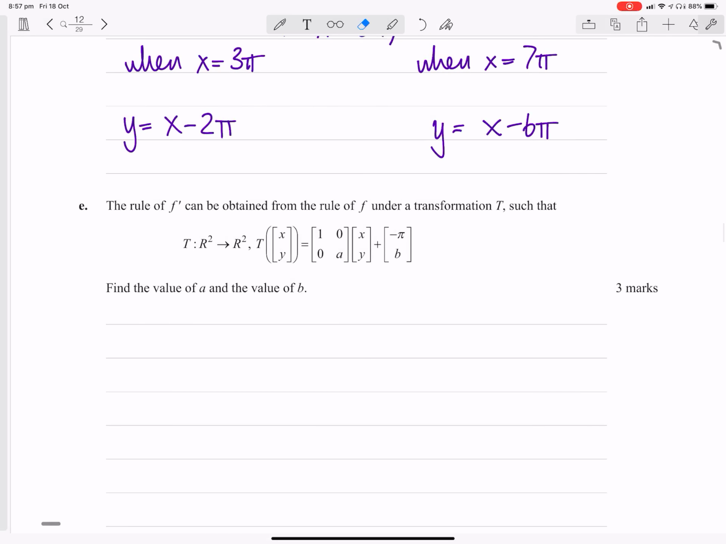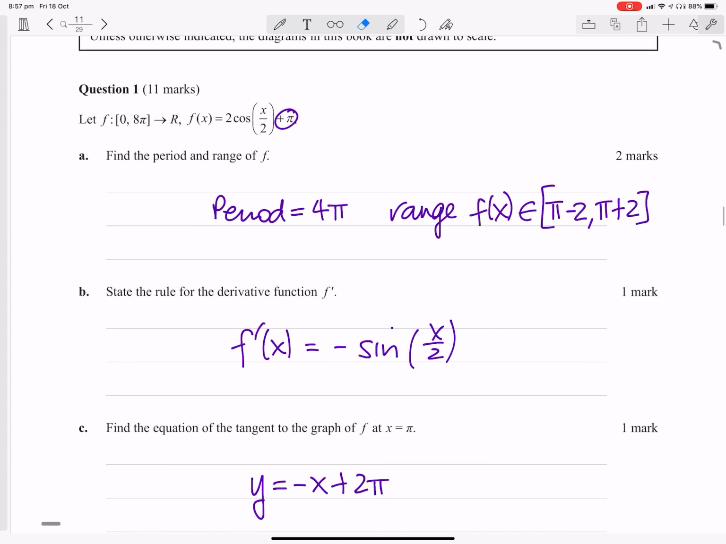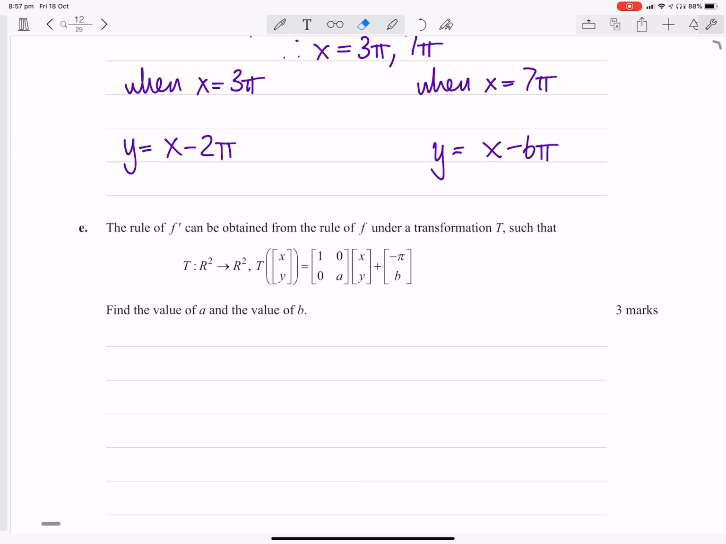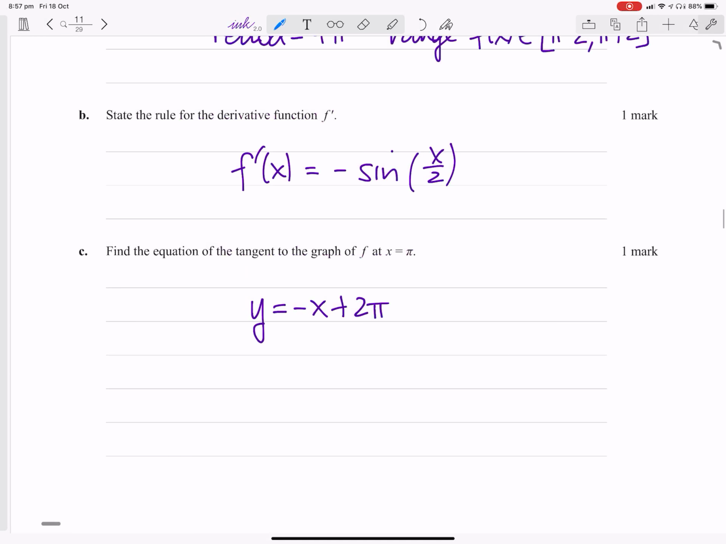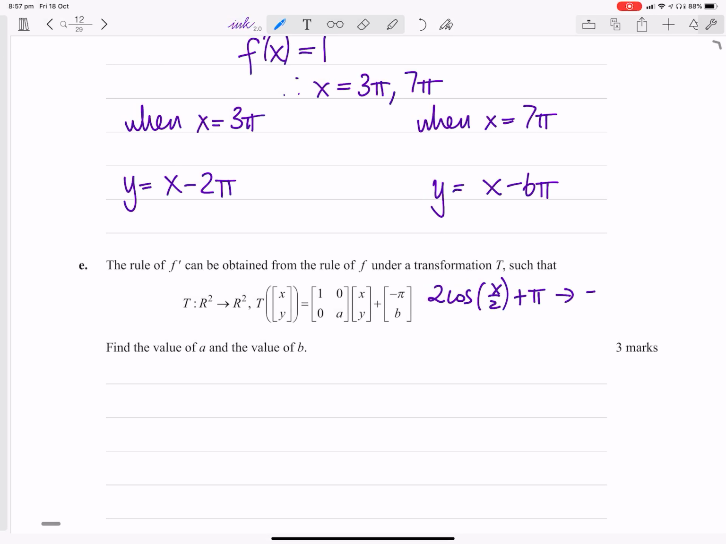The rule of f dash can be obtained from the rule of f under a transformation such that... Okay, f dash, so 2 cos x on 2 plus pi can become negative sine x on 2.